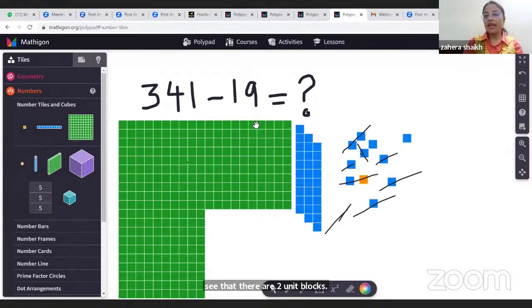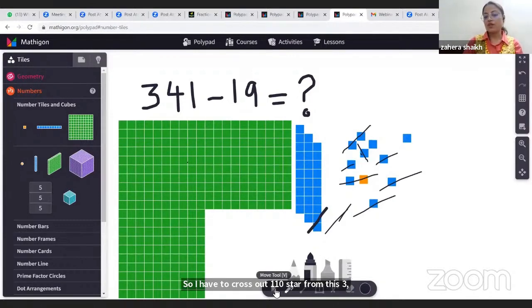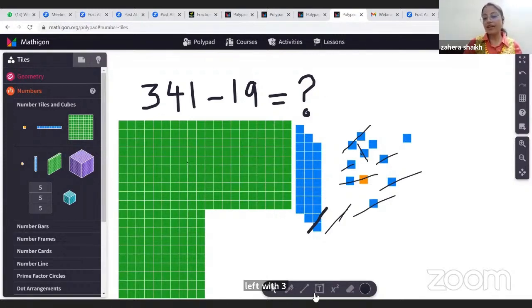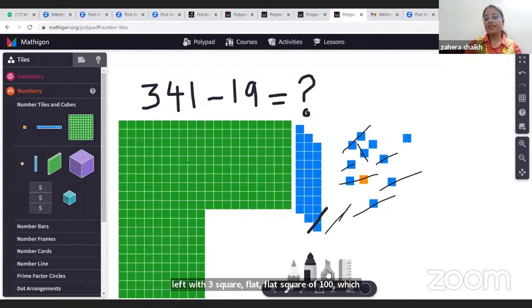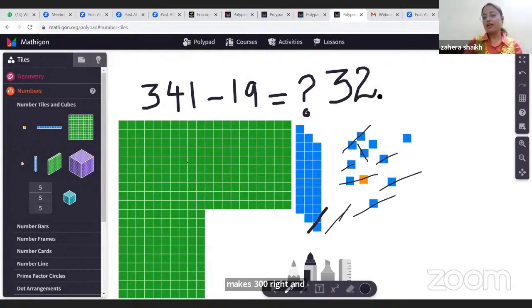Okay. Now, if I move to the next place value, I have to cross out 1 tower of 10 from these 3 towers of 10. See, so I can remove it or just strike it out. Now I can see clearly what exact number I am left with: 3 flat squares of 100, which makes 300, and 2 tens make 20, and I have only 2 unit blocks.